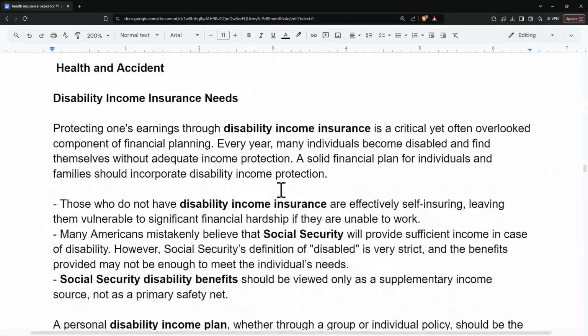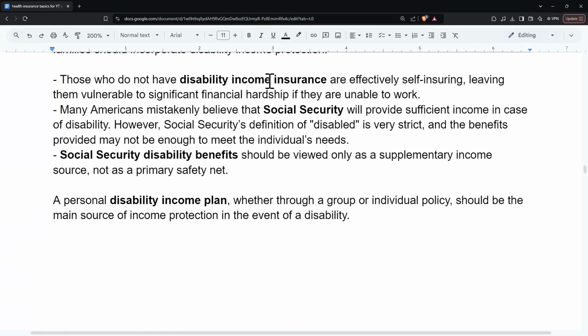Okay. Disability income insurance needs. Protecting one's earnings through disability income insurance is a critical yet overlooked component of financial planning. So essentially, people become disabled, they can't work, they can't make money, they need coverage to make sure that if they can't work because of a disability, they still have money coming in. Those who do not have disability income insurance are effectively self-insuring, so they're vulnerable to financial hardship if they're unable to work. Okay, so if someone doesn't have disability insurance, they might be putting themselves in a tough spot. They're very vulnerable to what happens if they are disabled.